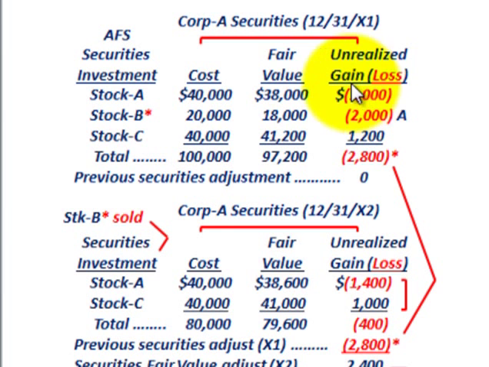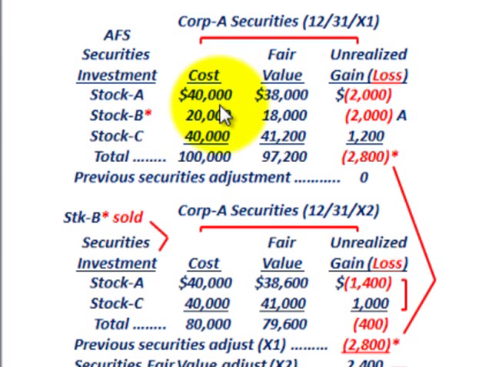So let's first look at how these unrealized gains and losses would be calculated. Just looking at stock B, say it had a cost of $20,000 and at the end of the year, we determined its fair value was $18,000. So fair value less than cost, there you'd have an unrealized loss of $2,000. And stock C, its cost is $40,000, but its fair value is $41,200, so fair value is greater than its cost, so you're going to have an unrealized gain of $1,200.